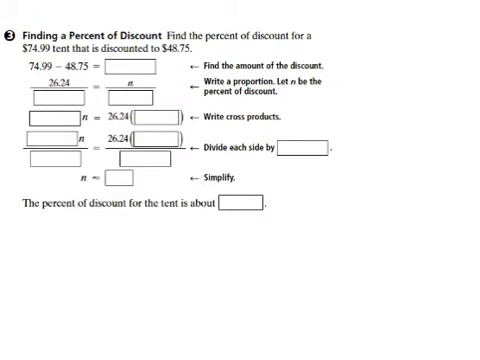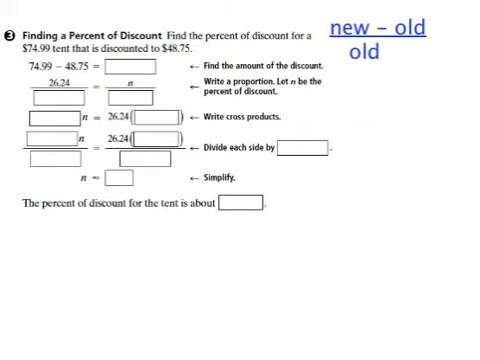Now we're going to be finding a percent of discount. Find the percent of discount for a $74.99 tent that is discounted to $48.75. We're still going to use the original formula, the original plan of new minus old over old. So the new amount this time is $48.75. The old amount is $74.99.